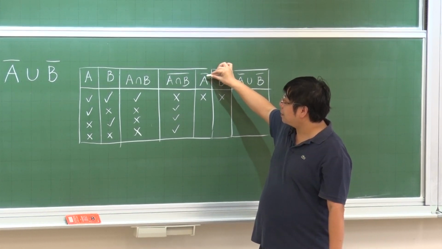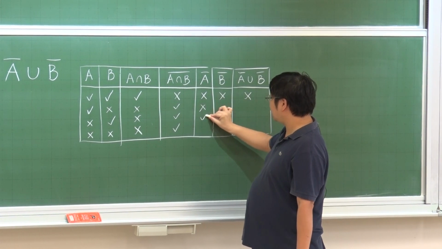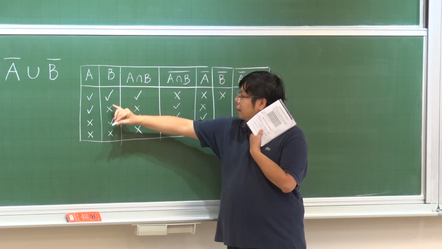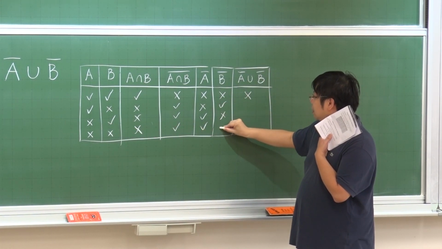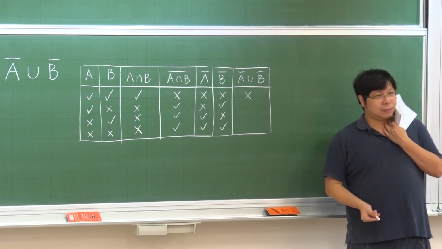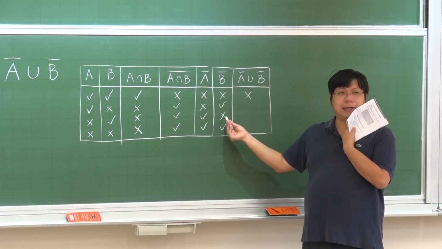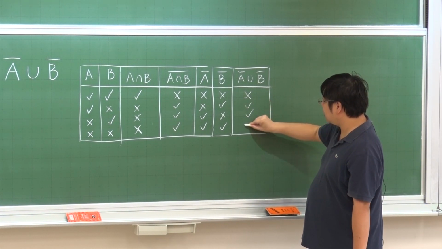Okay? Now here, this is like not. This is the complement of A. So it is tick, tick, cross, cross, so you get cross, cross, tick, tick. And for B, it is tick, cross, tick, cross, so you get cross, tick, cross, tick. Is that okay? And for this union, whenever there is a tick here, then it should be a tick. Okay, so we get tick, tick, tick.